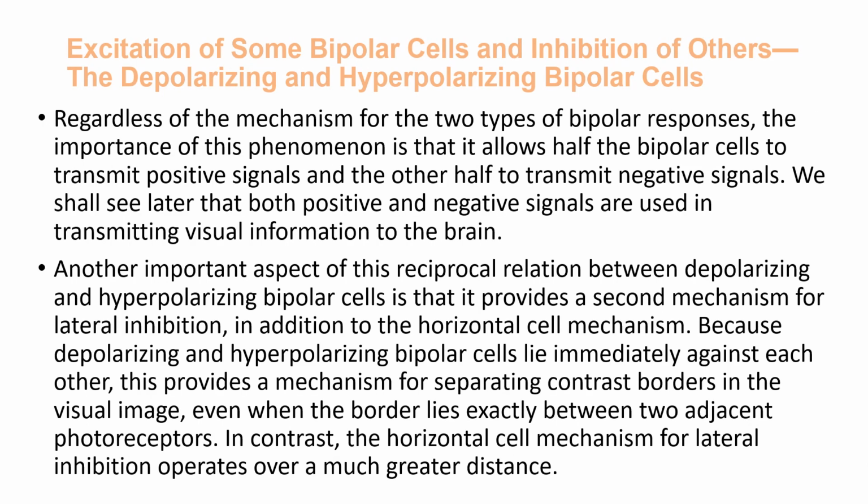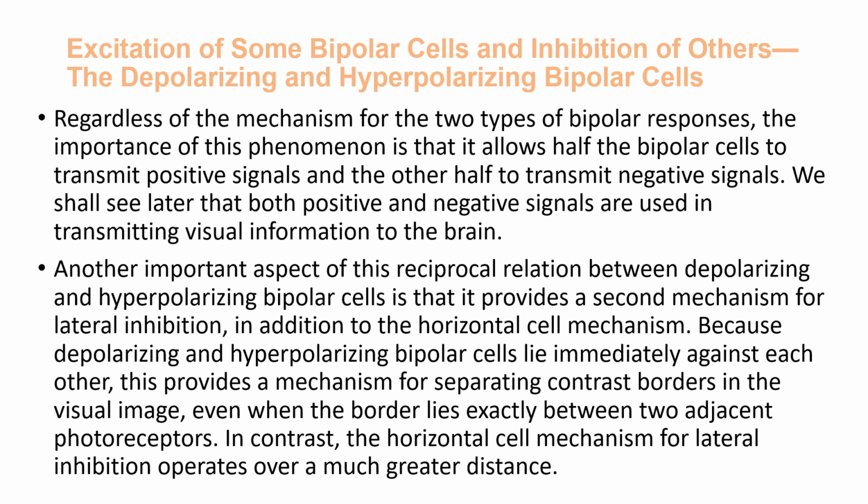Regardless of the mechanism for the two types of bipolar responses, the importance of this phenomenon is that it allows half the bipolar cells to transmit positive signals and the other half to transmit negative signals. We shall see later that both positive and negative signals are used in transmitting visual information to the brain. Another important aspect of this reciprocal relation between depolarizing and hyperpolarizing bipolar cells is that it provides a second mechanism for lateral inhibition, in addition to the horizontal cell mechanism.